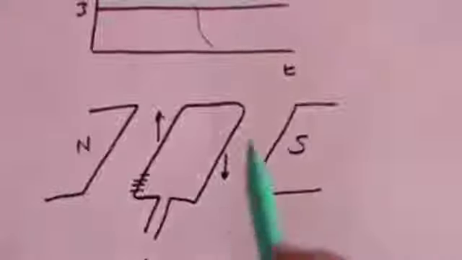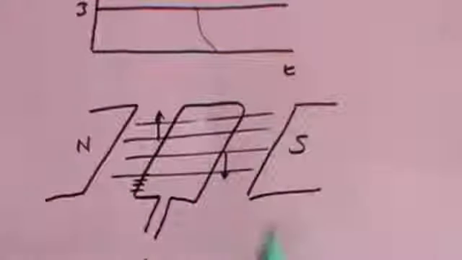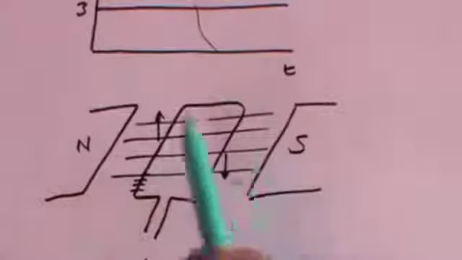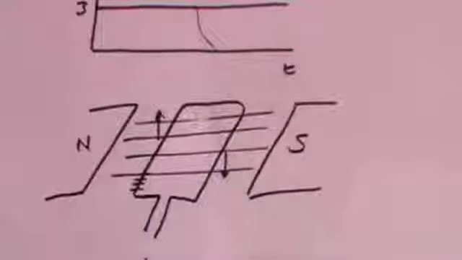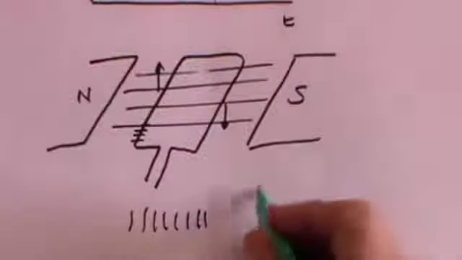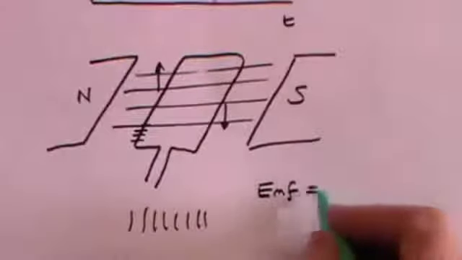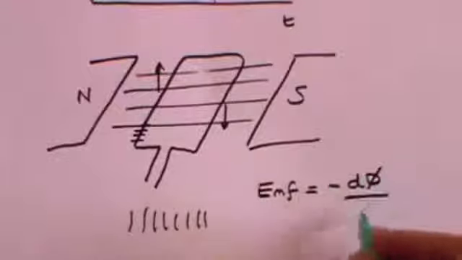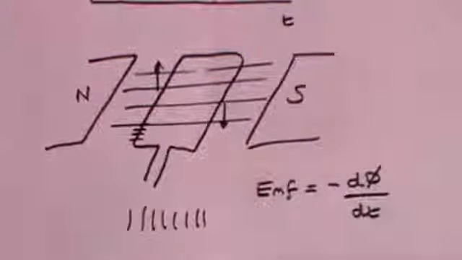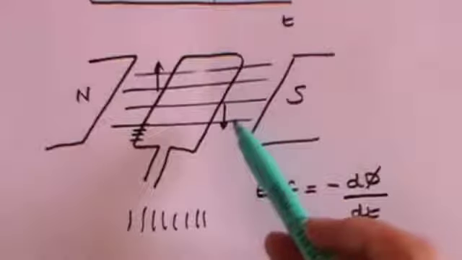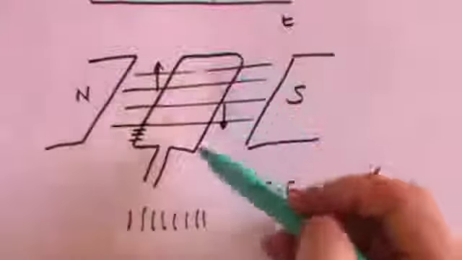Now that magnetic field, of course, will have field lines or flux lines, and as that wire twists, the wire cuts the flux lines. And we know from Faraday's law that where you have flux being cut, there will be an EMF which is equal to minus dΦ by dt, the rate of change of flux. And as the wire moves and cuts the flux lines, an induced current will flow in this wire.